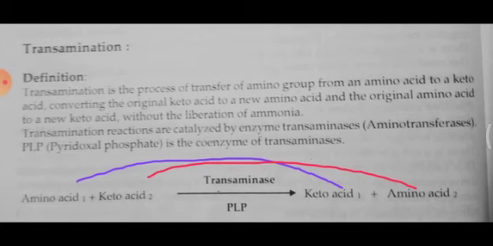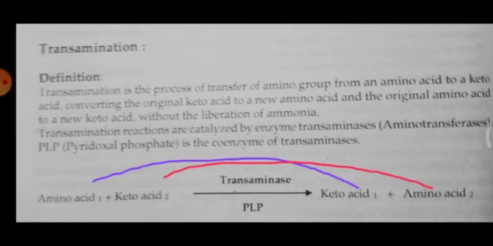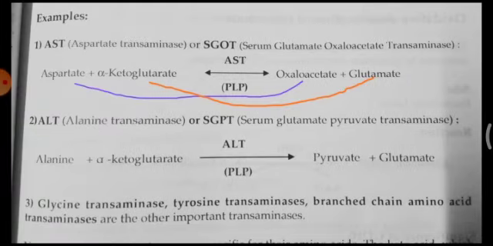This takes place with the help of the transaminase reaction in the presence of a coenzyme called pyridoxal phosphate. You can see in the second paragraph, transamination reactions are catalyzed by transaminases. The reaction is transamination, obviously the enzyme is transaminases, or it is also called aminotransferases. Pyridoxal phosphate is the coenzyme for these enzymes, transaminases. This is about transamination.